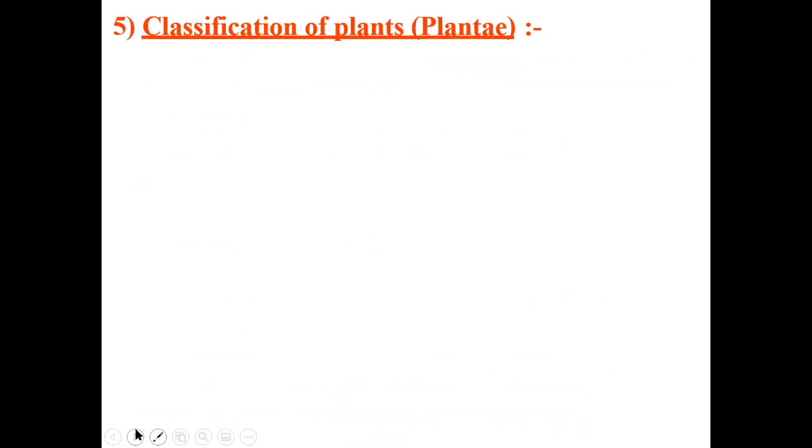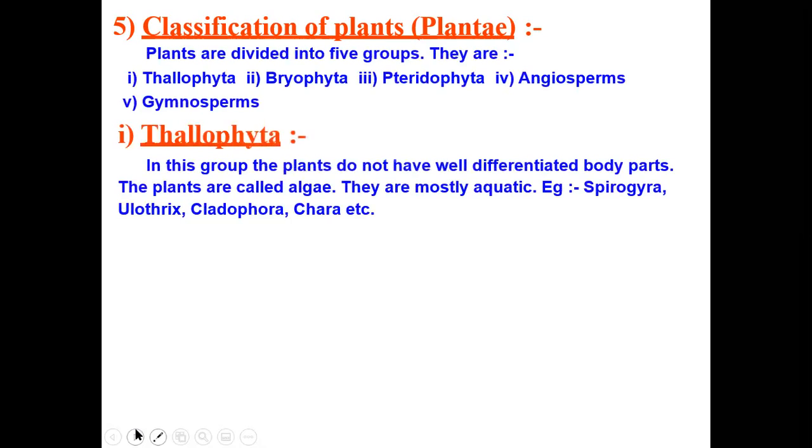Now we will discuss the classification of Plantae. Plants are divided into 5 groups. They are Thallophyta, Bryophyta, Pteridophyta, Angiosperms, and Gymnosperms. First, we will discuss Thallophyta. In this group, the plants do not have well differentiated body parts. The plants are called algae. They are mostly aquatic, for example, Spirogyra, Ulothrix, Cladophora, and Chara.